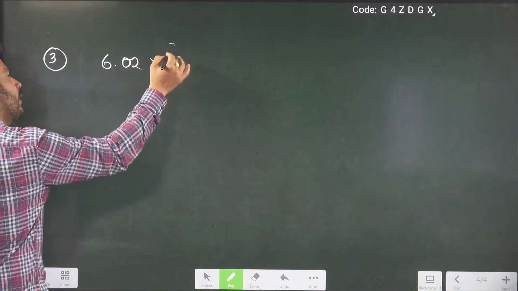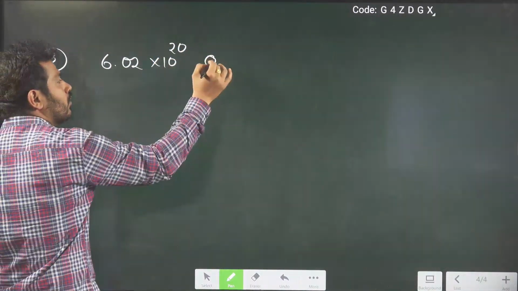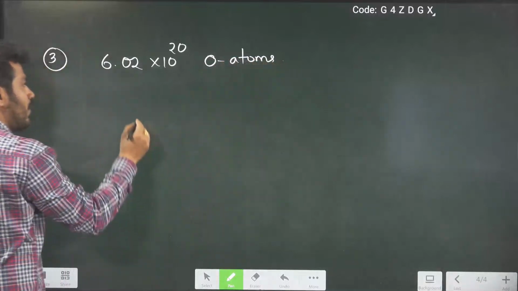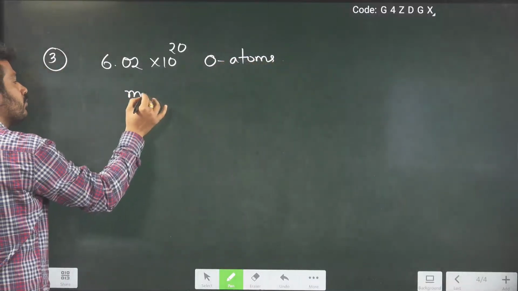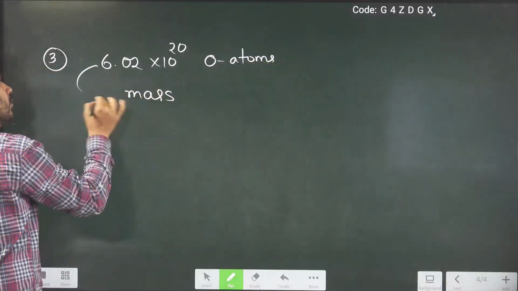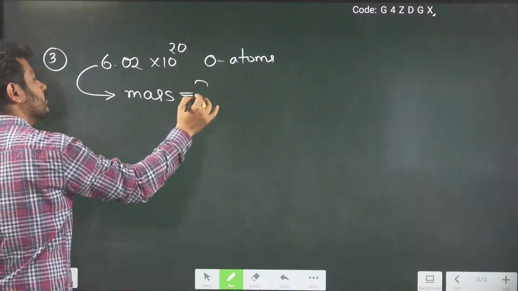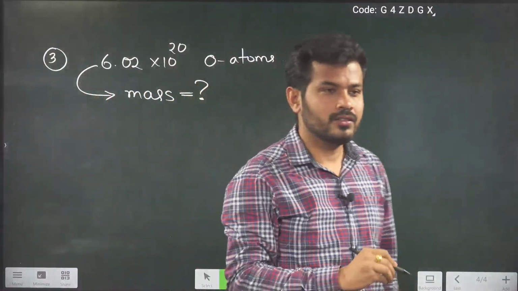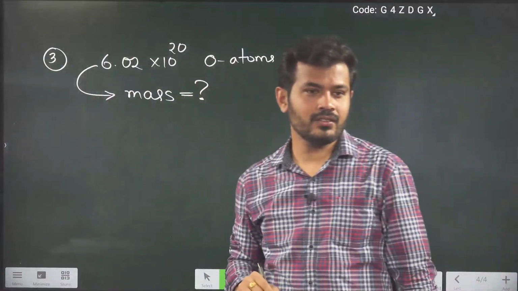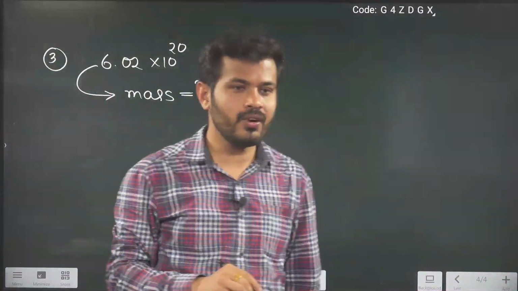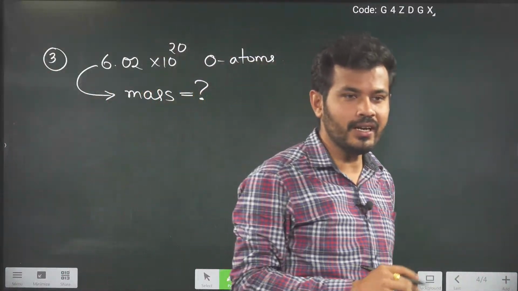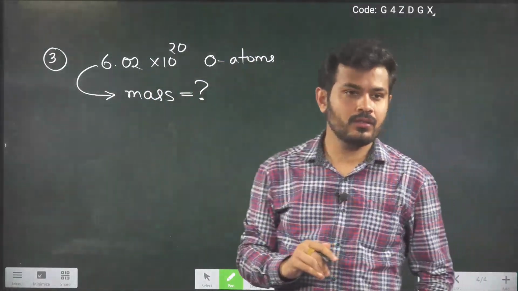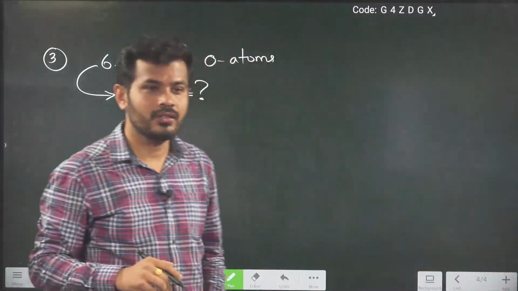So going to the next question, the third question, we had 6.02 into 10 to the power of 20 oxygen atoms with us. We have to find the mass of this sample. For this sample, what is going to be the mass? So it is very easy. Supraja, is there any doubt?